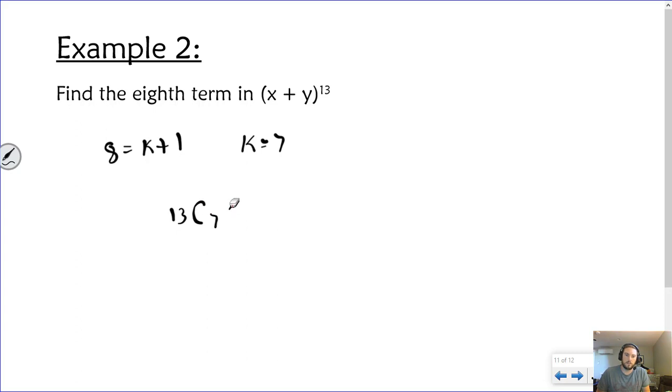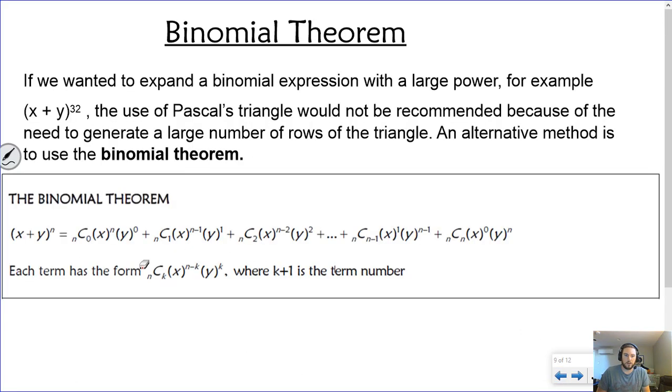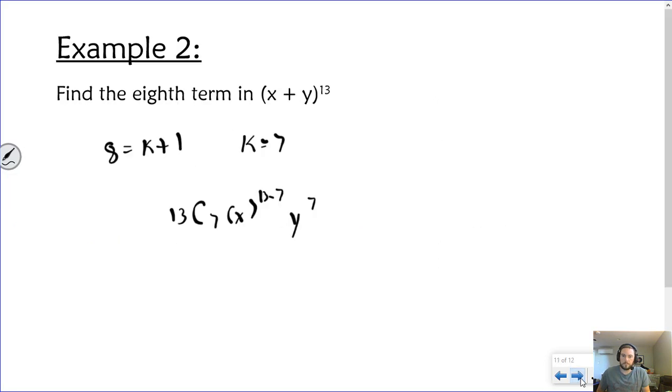So then now I know I'm looking for the term that contains 13c7 x to the 13 minus 7 y to the 7, right? Where I'm using that binomial expansion or binomial theorem, this thing right here. Okay, so then it's just a matter of doing 13c7 in our calculator, and we get 1,716 x to the 6, y to the 7. So that would be the 8th term in this binomial expansion.